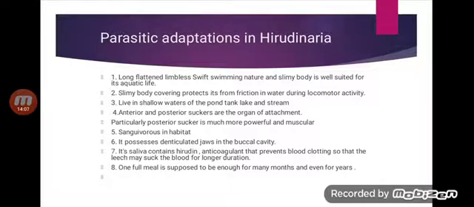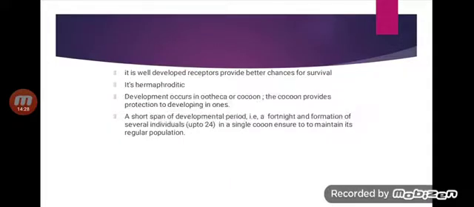The leech has a 10-chambered crop with ceca that helps in storing the blood. One full meal is enough for many months and even for a year, because the process of digestion is very slow. And it has well developed receptors that provide better chances for survival. It's a hermaphrodite, meaning both male and female organs are present in the same organism.